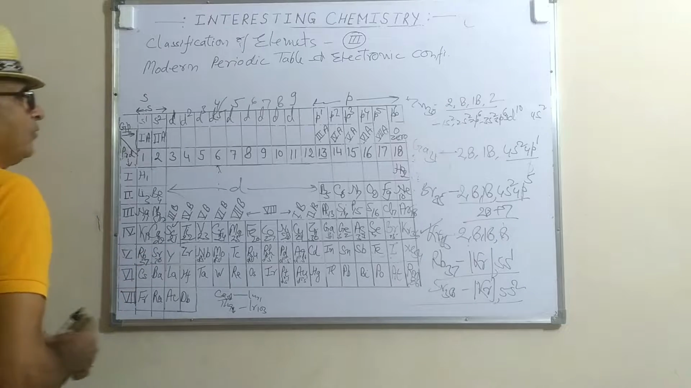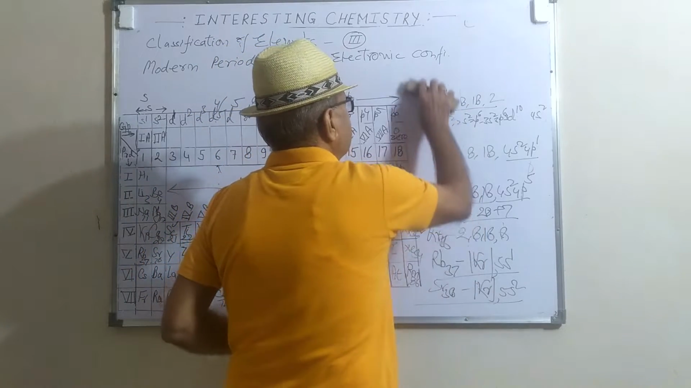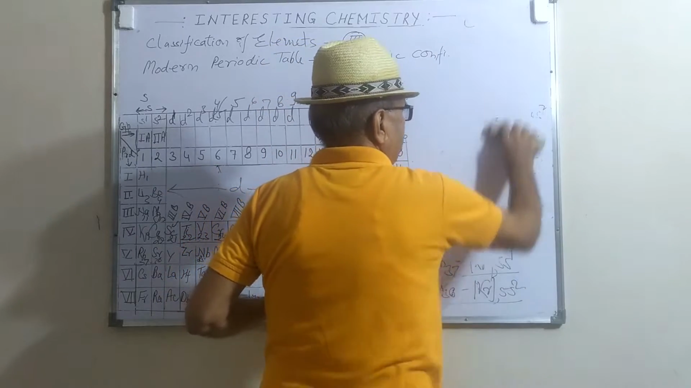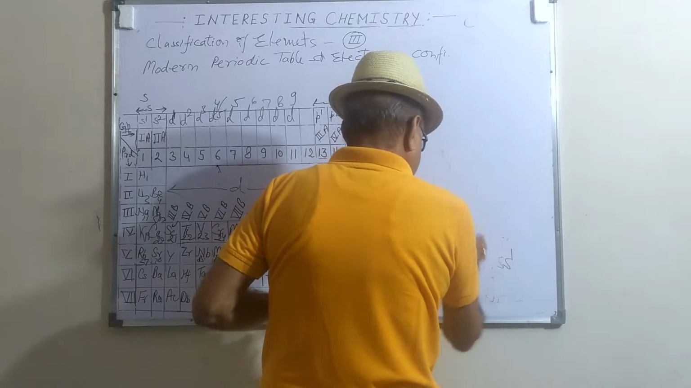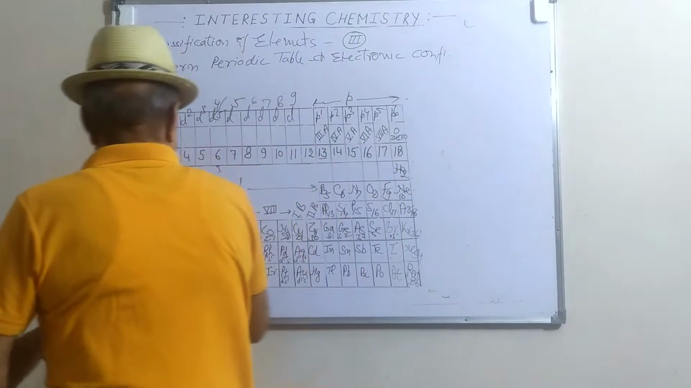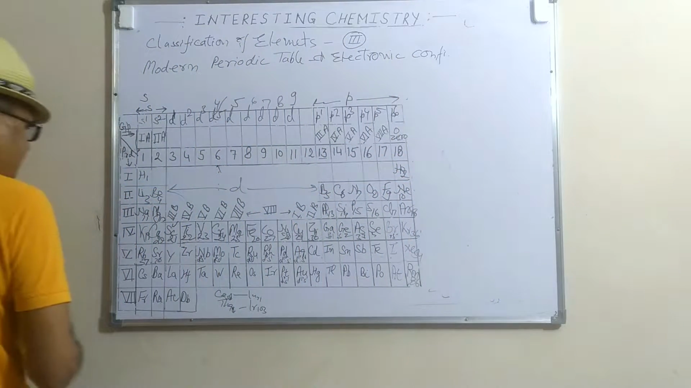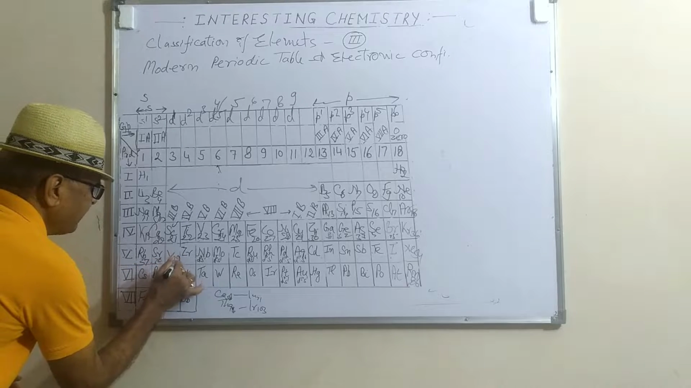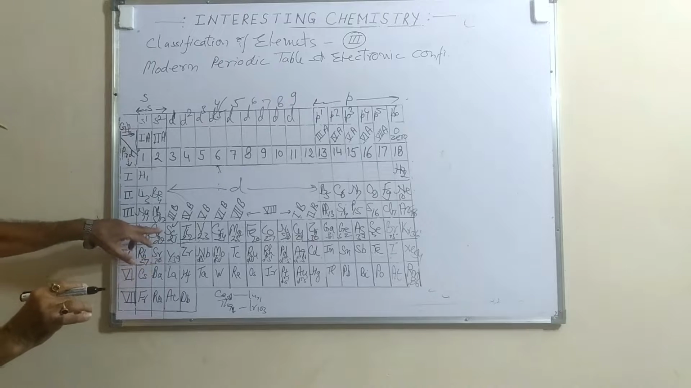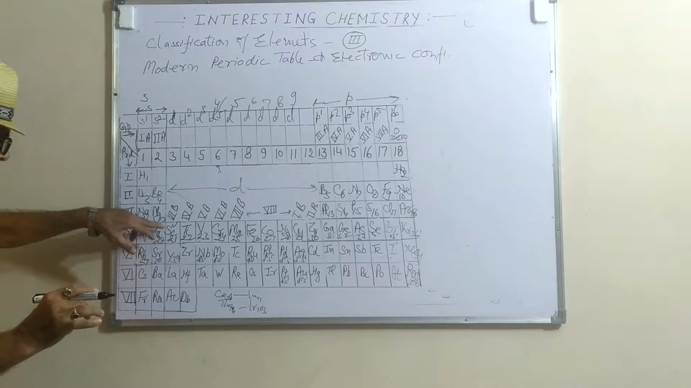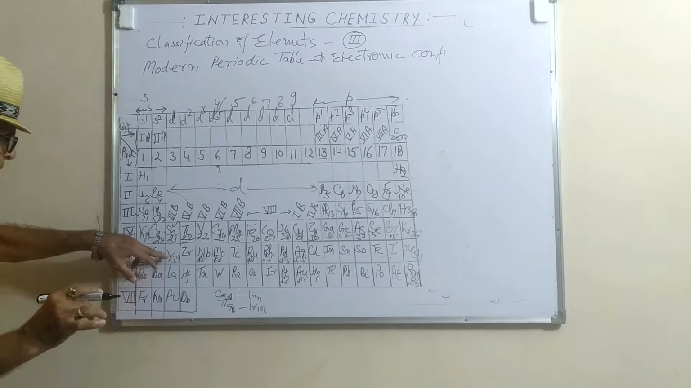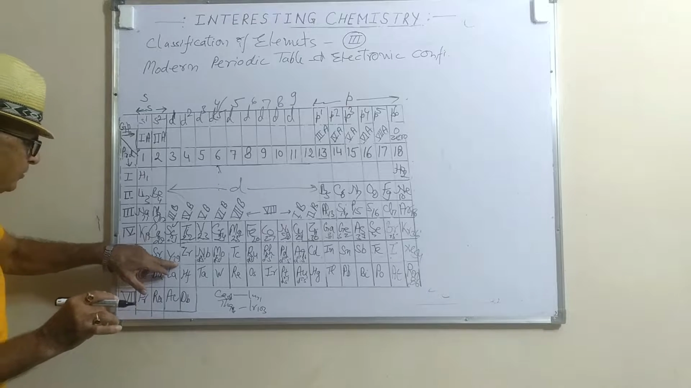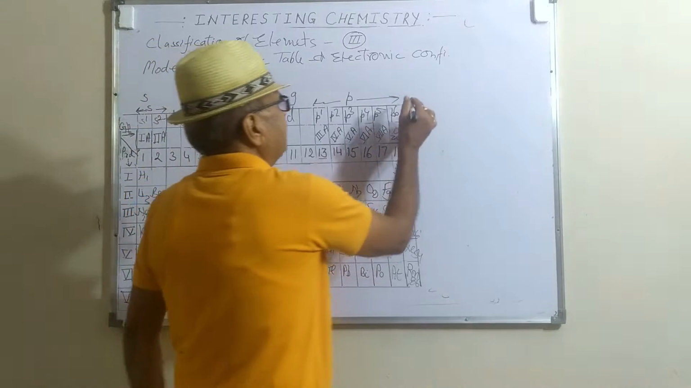Now again you come to the structure 37, 38. What is next? That is scandium, yttrium. This is yttrium, 39. Scandium is 21. You have to add 18 to find the atomic number of yttrium. So 21 plus 18 is equal to 39. What will be the configuration of yttrium?